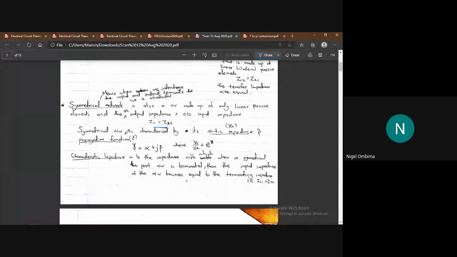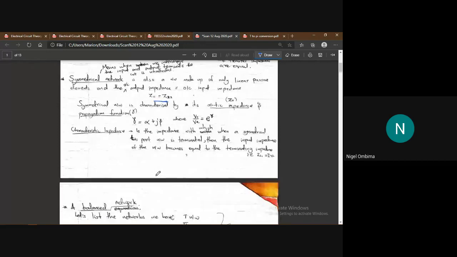So some short notes over here. A symmetrical network is characterized by its characteristic impedance Z0, which you will see often, and its propagation function, where V1 over V2 is equal to the exponential of the propagation function. So this is just the definition of characteristic impedance. When you go through it later, you'll just read it. It's not in the question, but just to know.